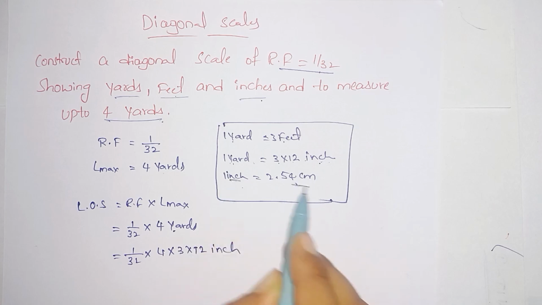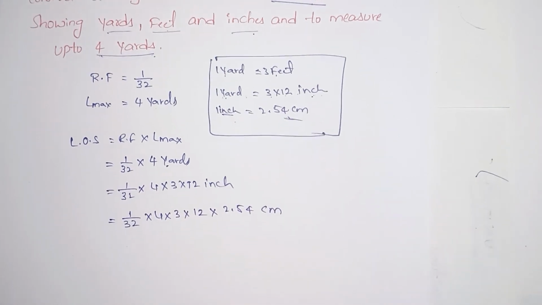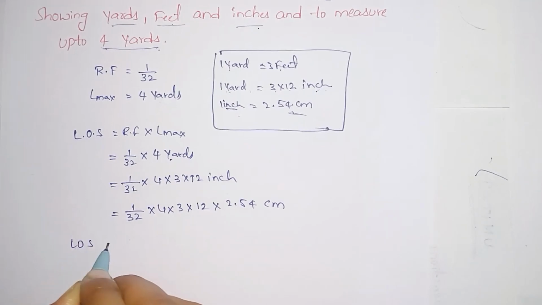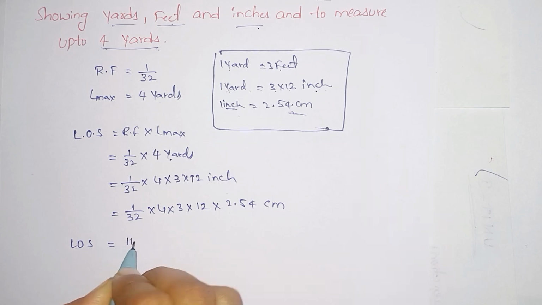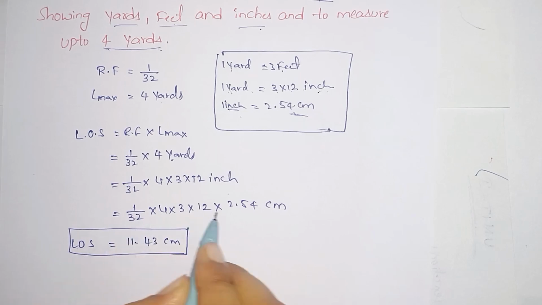And 1 inch is equal to what scale distance? 2.54 centimeter. So similarly, 1 by 32 into 4 into 3 into 12 into 2.54 centimeter. Then calculate here, and you get the LOS, the length of the scale. LOS is equal to 11.43. If you have any doubt, just calculate 1 by 32 into 4 into 3 into 12 into 2.54 centimeter. This is the process for add feet inch.